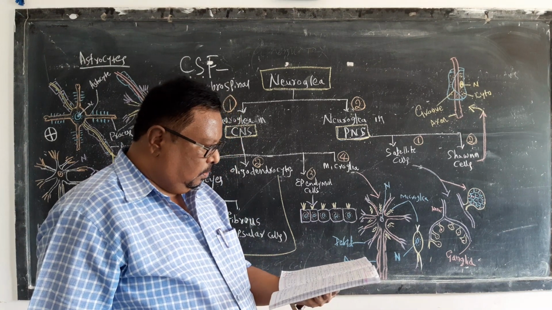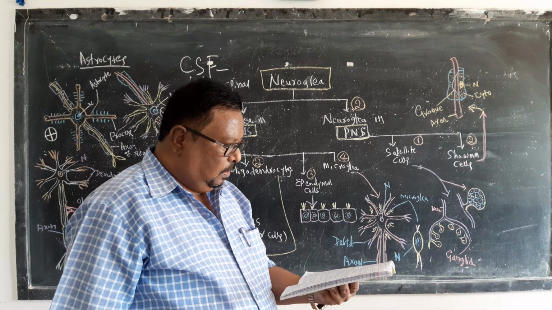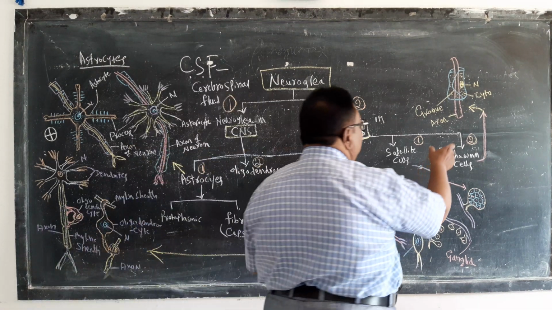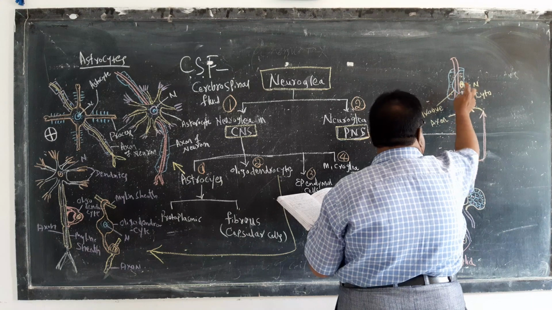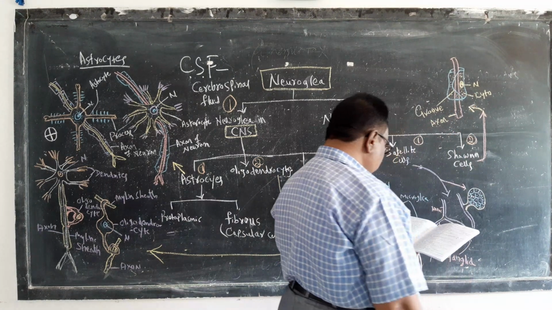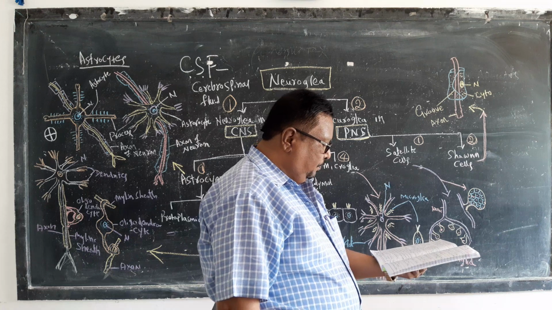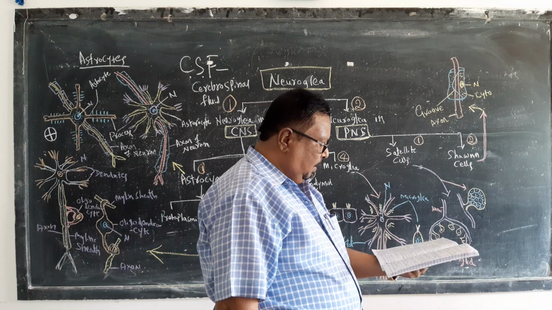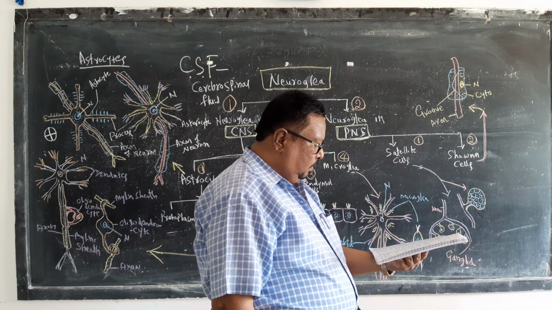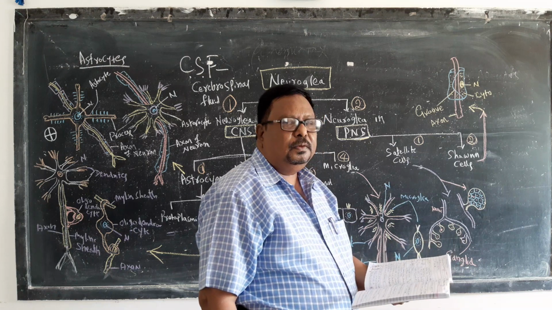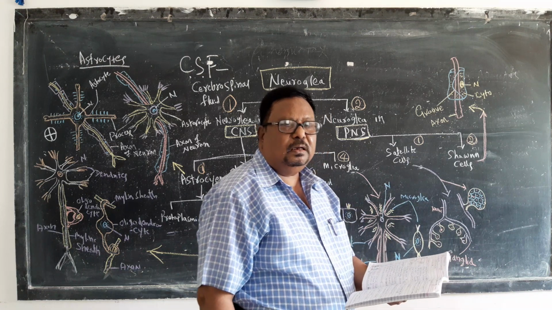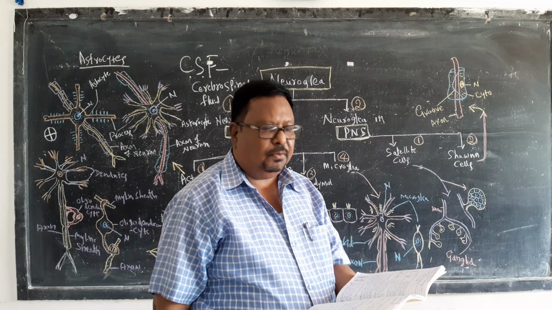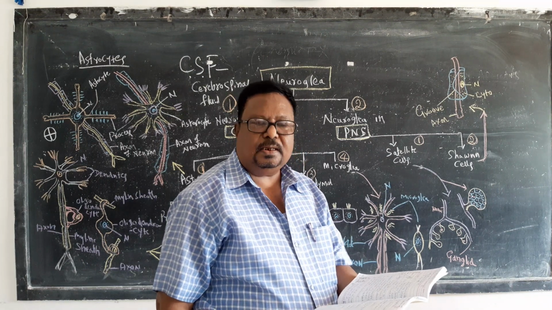The cells are oval, elongated with a prominent nucleus and nucleolus. A groove is found on the cell. They are present on unmyelinated axons. The axons which are not covered with myelin sheath are covered with Schwann cells.